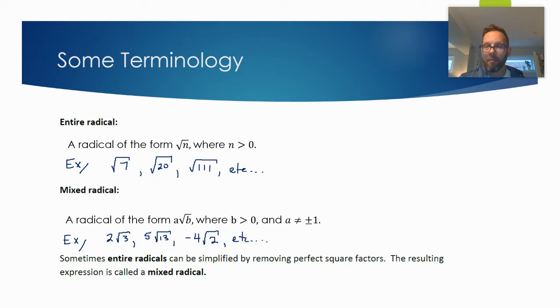And sometimes we can take entire radicals and simplify them. So just like you guys were taught with fractions, to make things in lowest terms, because it reduces the numbers and makes them smaller, maybe more manageable. In the same way, it's good to simplify entire radicals. And I'm going to do some examples with you guys showing you how to do that.